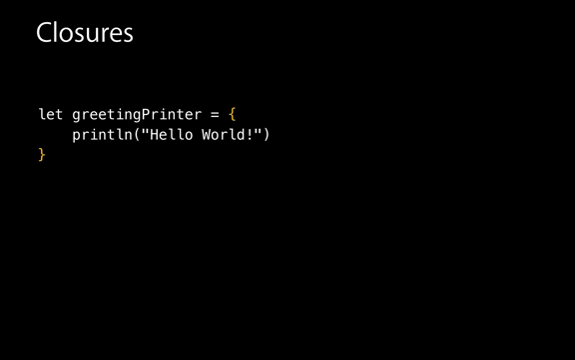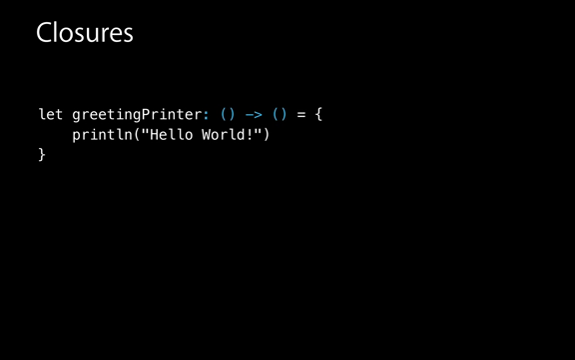Again, I'm not specifying any type for greeting printer because it's very clear this closure doesn't take any values. It doesn't return anything either. So the compiler will infer that this is this thing. Empty parens, arrow, empty parens. That's the type of this closure. It doesn't take any parameters. It doesn't return any values.